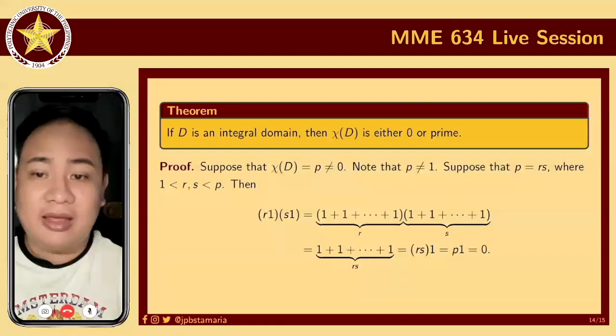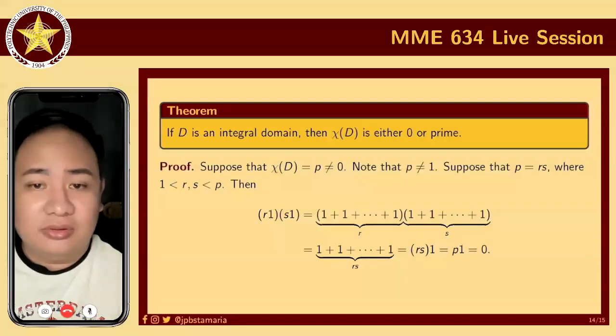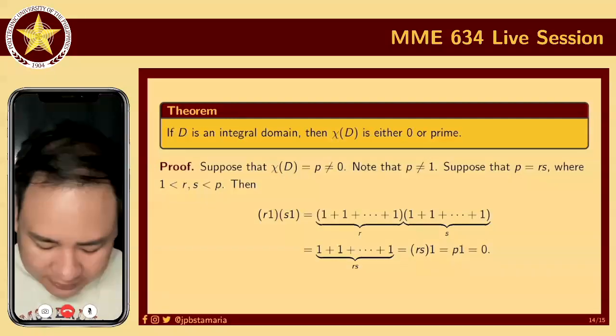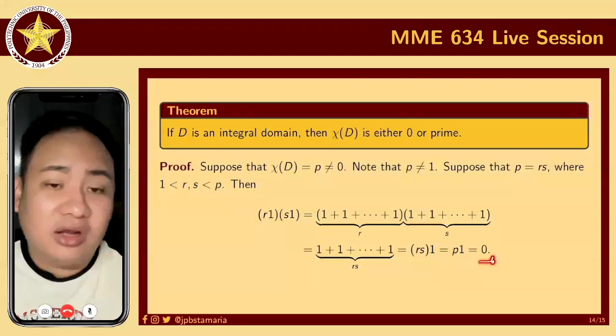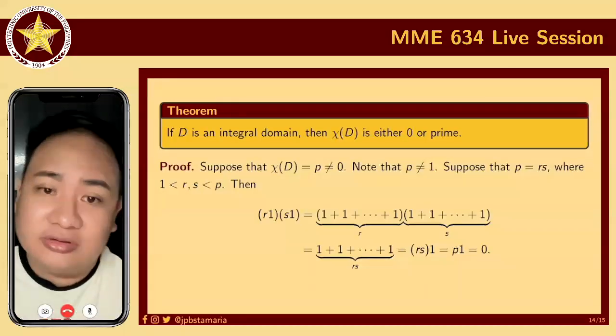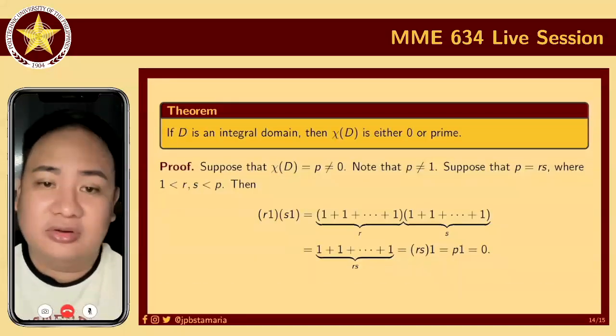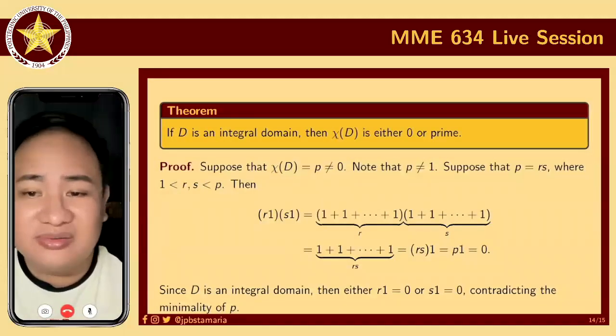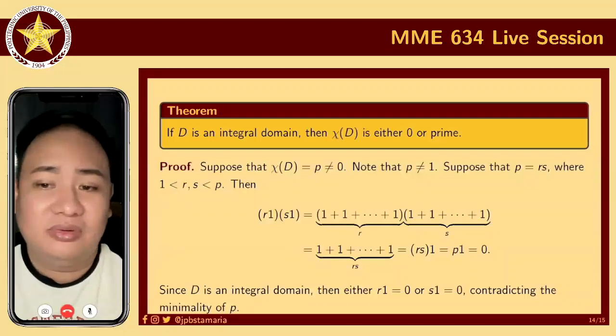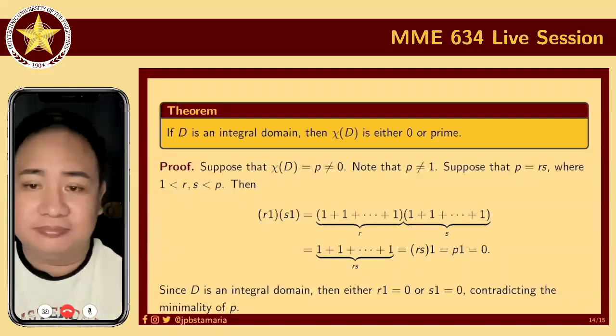Diba? Oh. Ano ngayon na nangyari? Yung product ng dalawang ring elements na to, 0. We are in an integral domain, so what? The zero product property holds. The conclusion is that either R1 is 0 or S1 is 0. Why is this a contradiction?